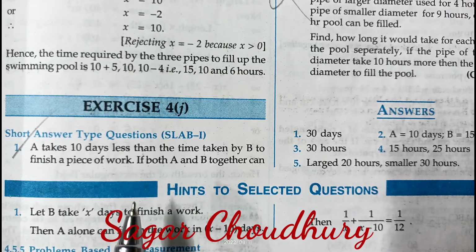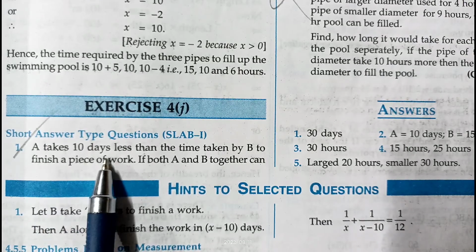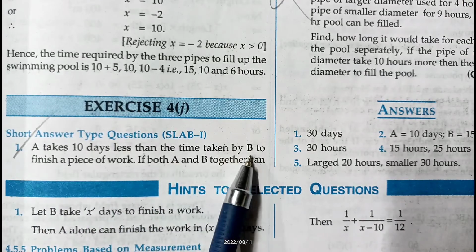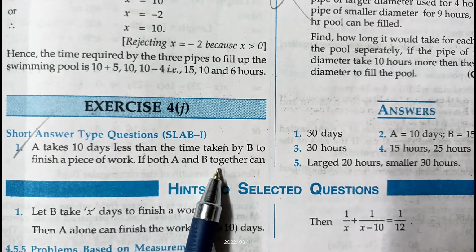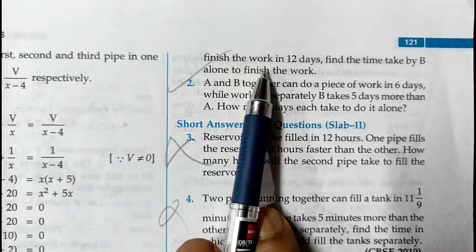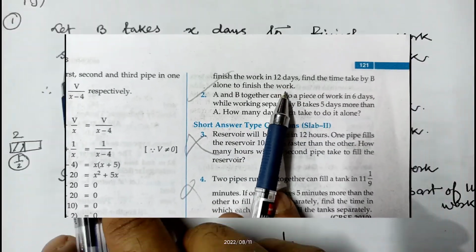Here question number 1 is, A takes 10 days less than the time taken by B to finish a piece of work. If both A and B together can finish the work in 12 days, find the time taken by B alone to finish the work.